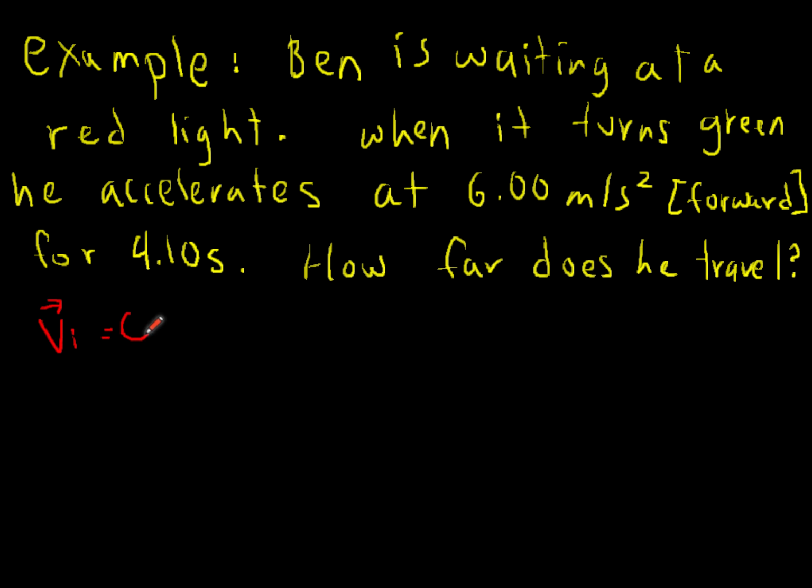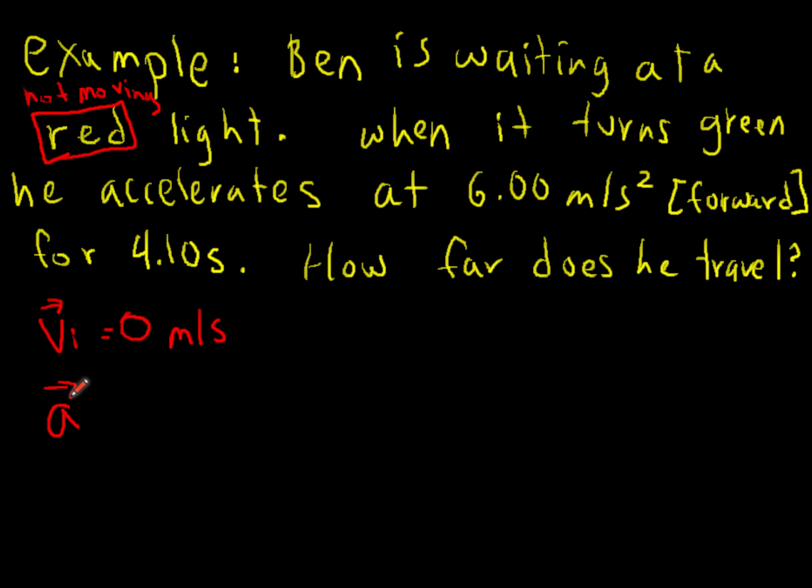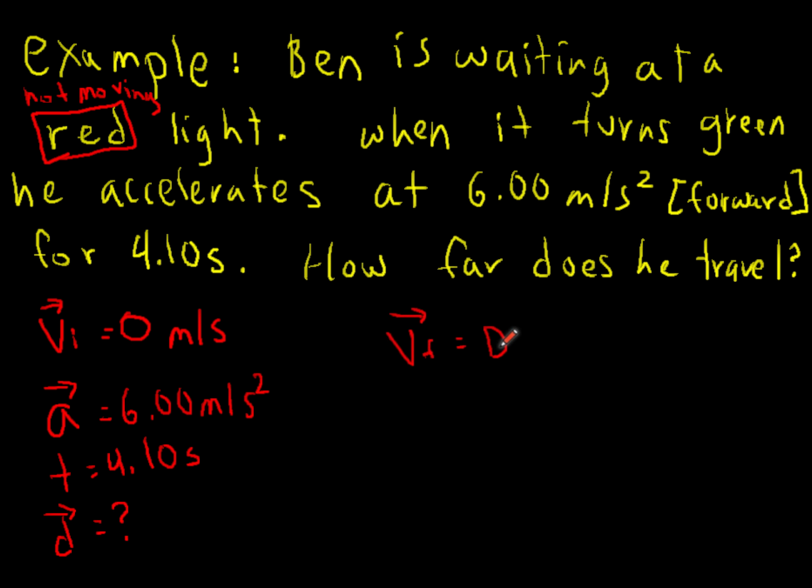We start by making our list. Vi equals 0 meters per second. This is because he is not moving when he is stopped for the red light. The acceleration is 6 meters per second squared forward. Time is 4.10 seconds, and we're looking for displacement. Since it's not listed in the problem, Vf is don't care, and this tells us that we should use formula number 3, because formula number 3 doesn't include the variable Vf.